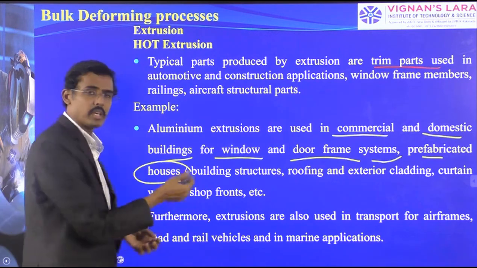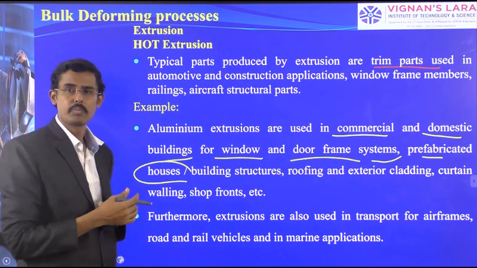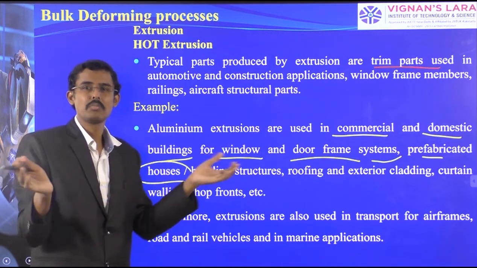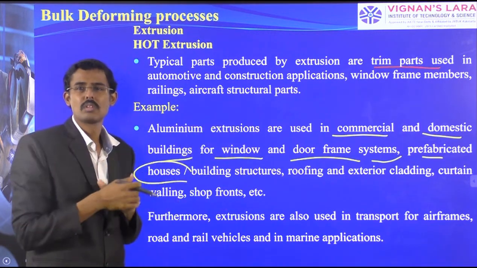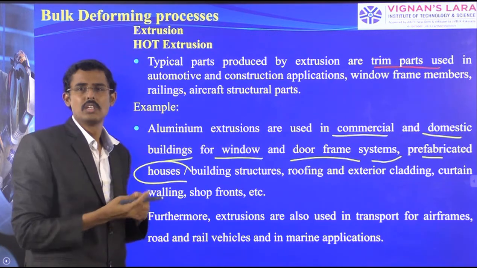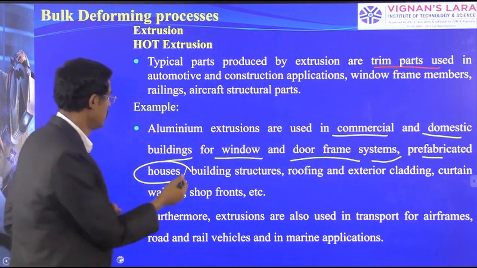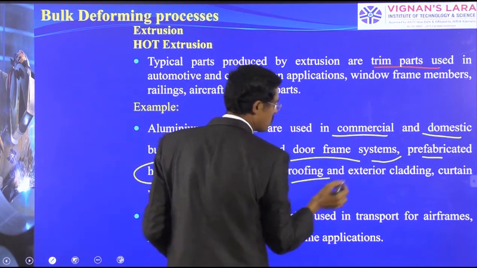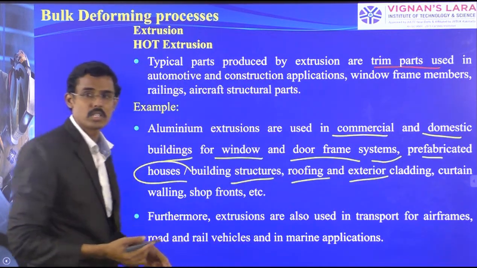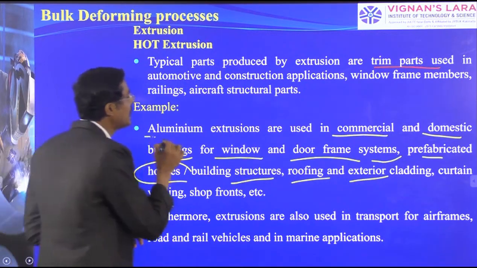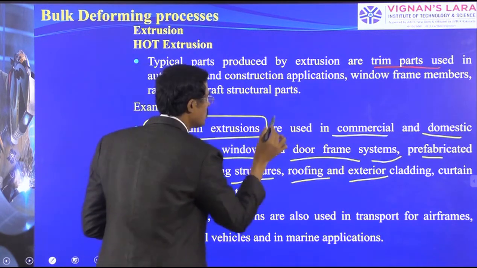So these prefabricated houses are prepared for hospitality, emergency wards. Immediately they will make frames and create the hospitals. So those things can be easily done with aluminium. We remember this. Building structures, roofings, exterior cladding operations, all things are done by these aluminium extrusions only. So very important.